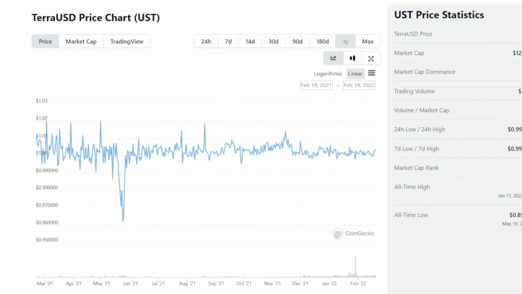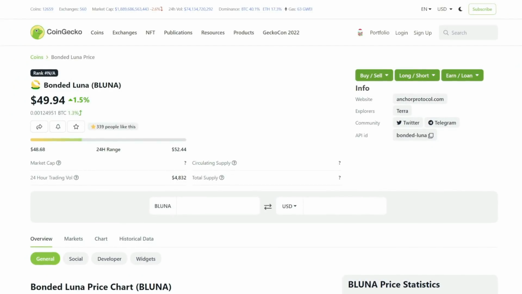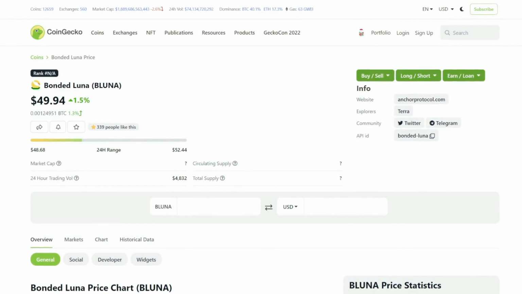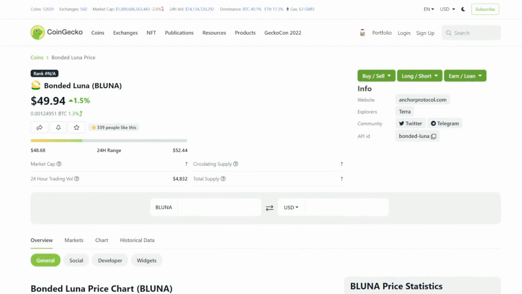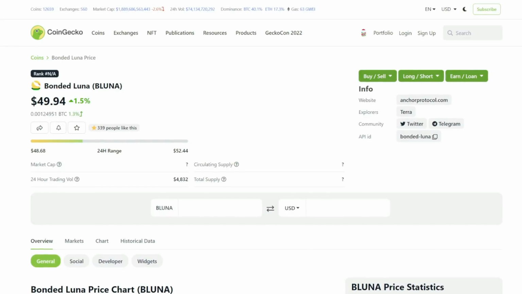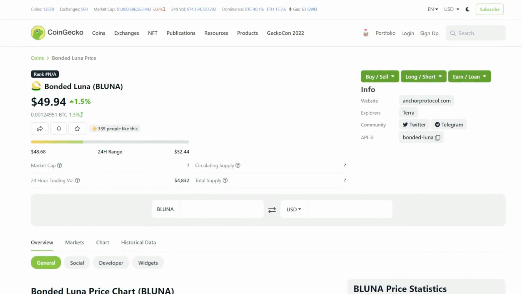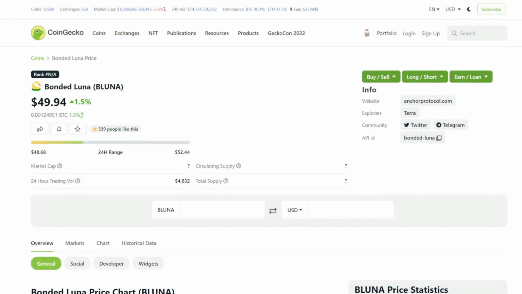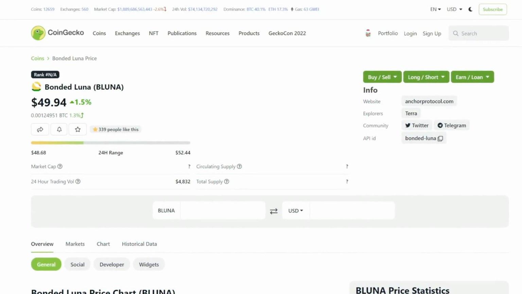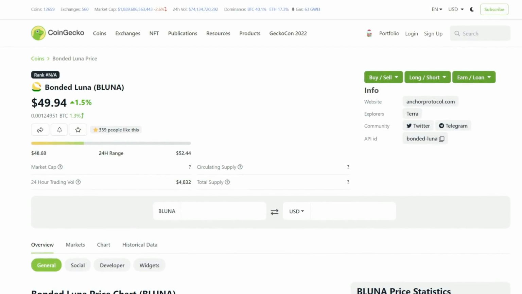And finally, we're looking at bLuna today, or bonded Luna. This is when Luna is collateralized in the Anchor protocol, or Luna is staked and earning staking rewards. It always trades at a slight discount to Luna, but has times when that discount grows. So it's an arbitrage opportunity in other words, but we're going to look at that more closely in another video.